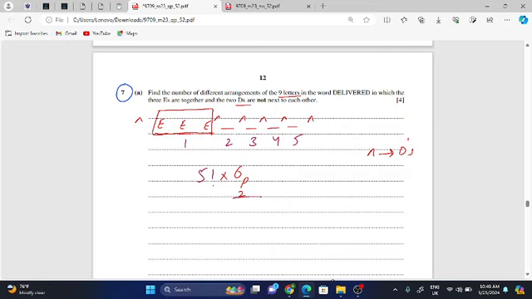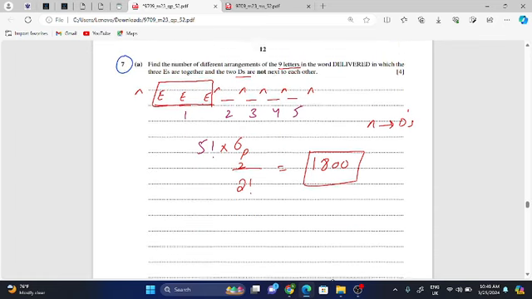Whole dividing by 2 factorial. Why did I divide by 2 factorial? Because D is repeated 2 times, that's why. So once you solve it, you will get 1800. That will be the answer.